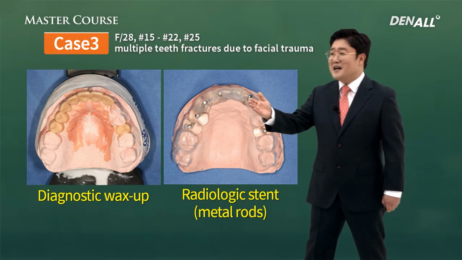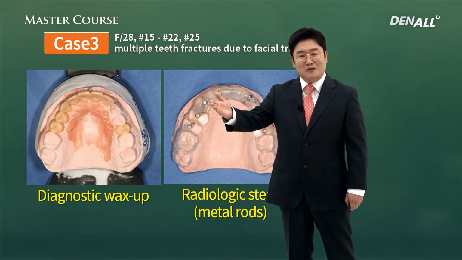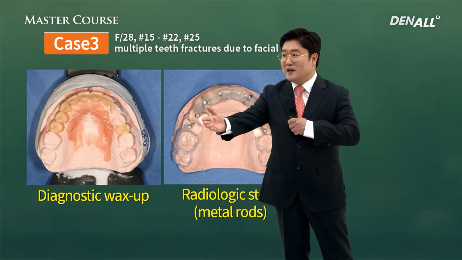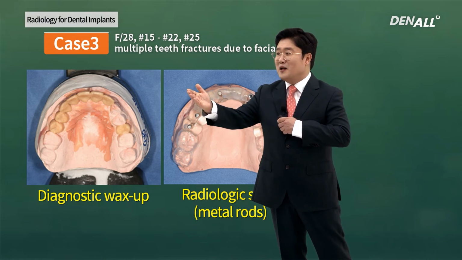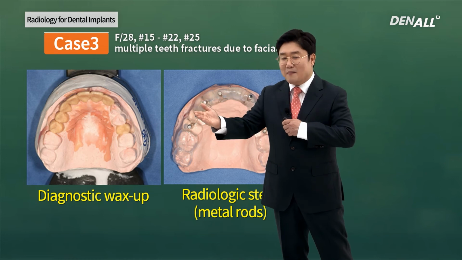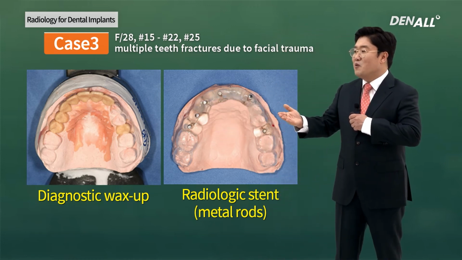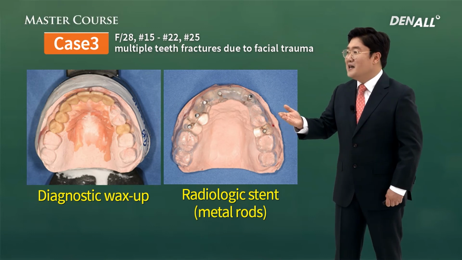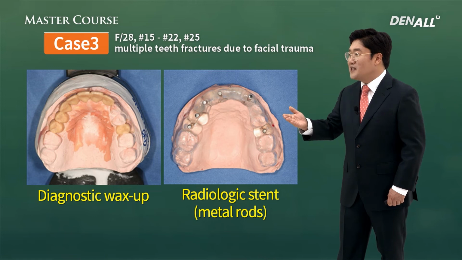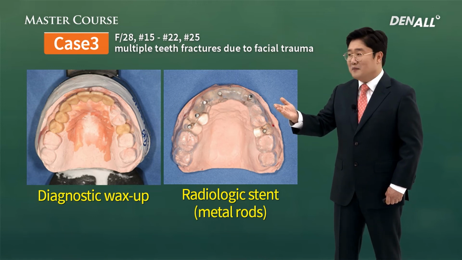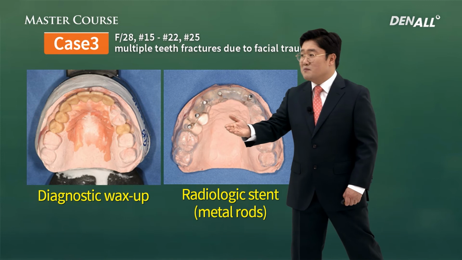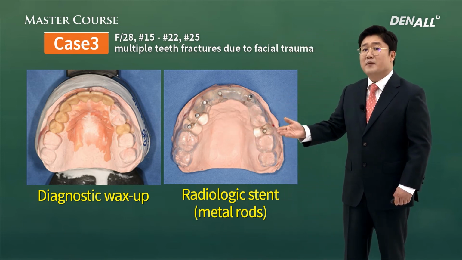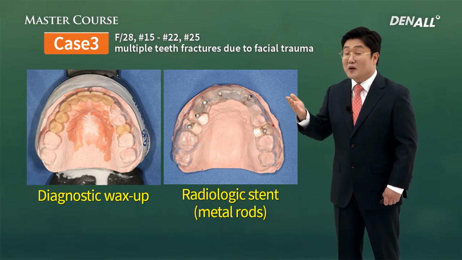For the missing teeth, the diagnostic wax-up is made. Teeth 1, 2, 3, 4, 5, 8 are made like this. After that, over that, a radiologic stent is fabricated at the region where implants will be placed. We insert metal rods. 1, 2, 3, 4, 5, 6. 6 rods are seen here. At these positions, implants will be placed.